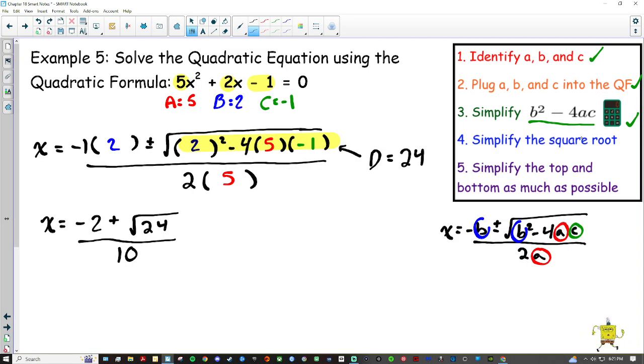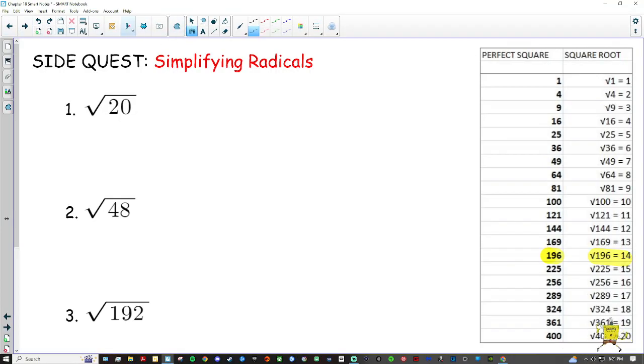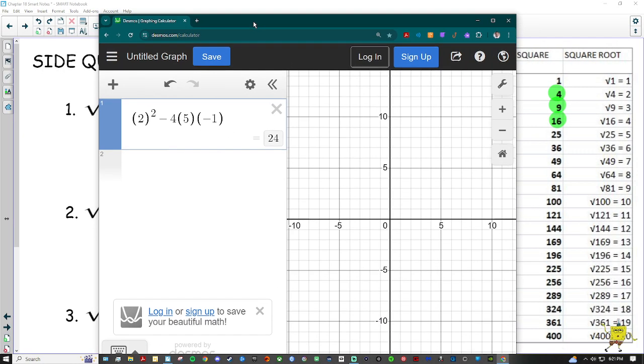So let's simplify the square root. We need to simplify the square root of 24. Let's see if that's a perfect square. If I go back to that previous slide, 24 isn't on this list. So we need to figure out what we can divide 24 by. And it has to be a number smaller than 24. So 16, 9, or 4. Let's see, what can we divide 24 by?